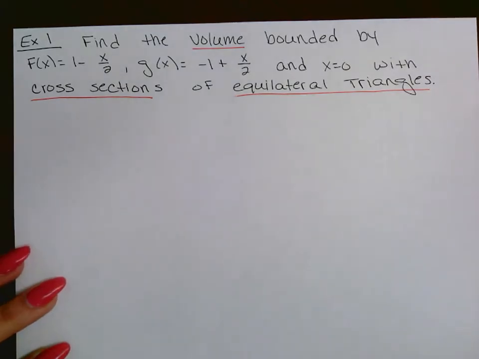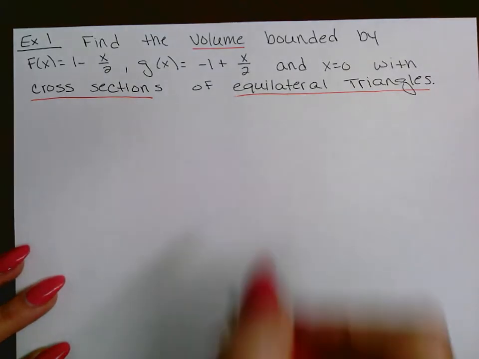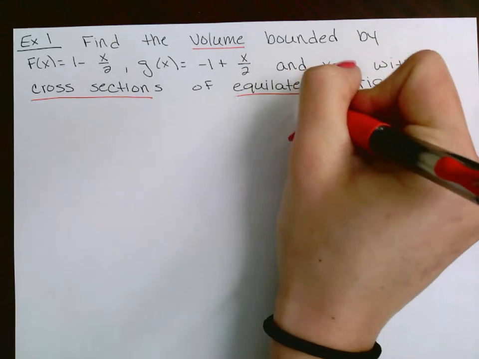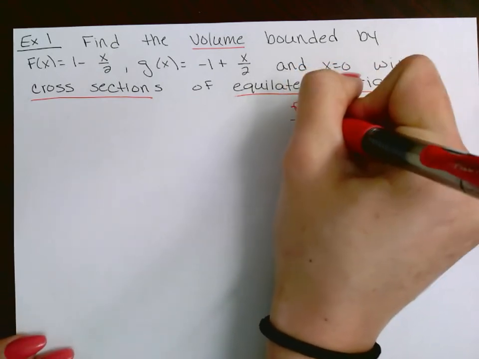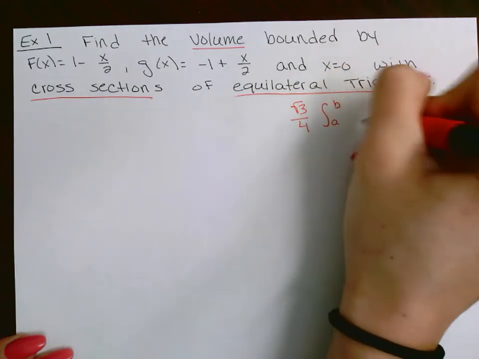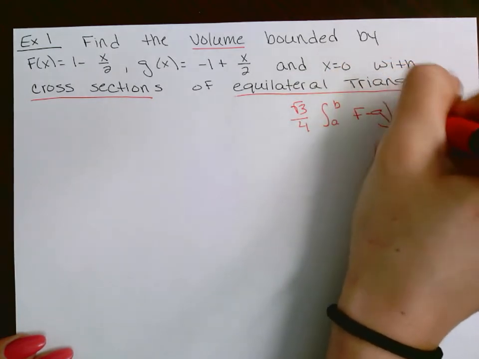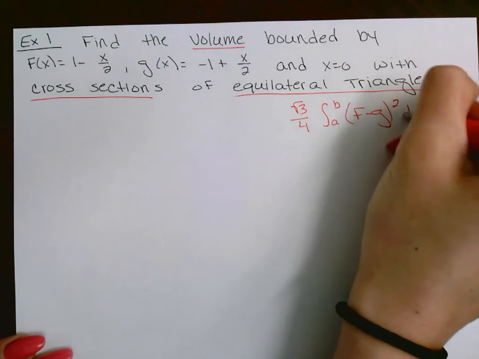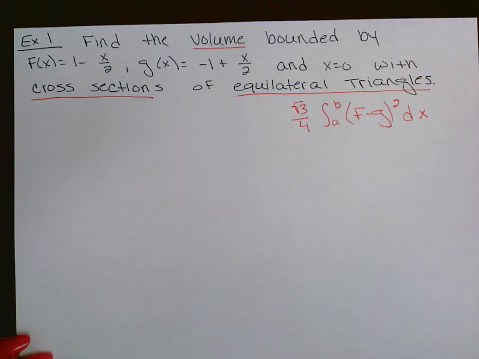Which is the formula for cross section of equilateral triangles? Radical 3. Good. Integral from a to b of f minus g squared, and then either dx or dy, whatever terms it is, okay? So now, I'm going to fix my f and g of x.